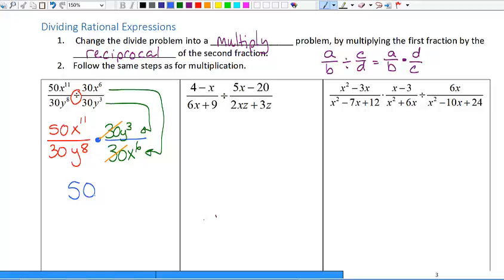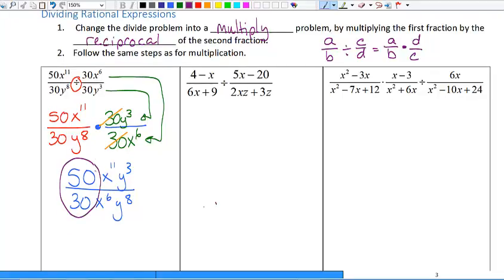So I have 50x to the 11 y cubed on the top, and then 30x to the 6 y to the 8th on the bottom, and combine the two numerators and combine the two denominators by multiplying and then reducing. Some students find that a little bit more clear. You don't necessarily have to. On my numbers, 50 divided by 30, that reduces to 5/3.